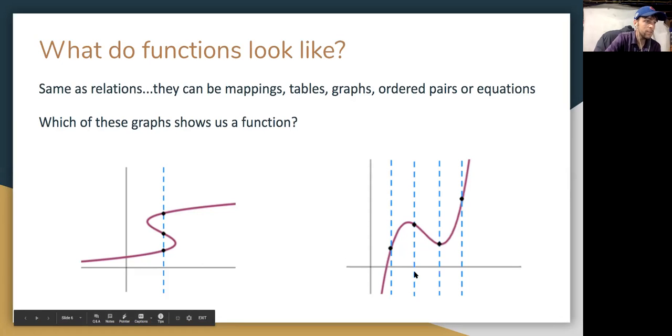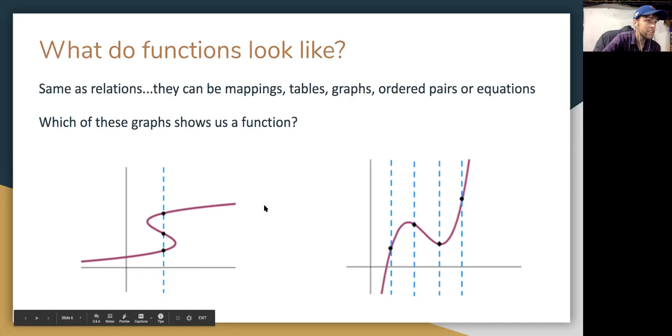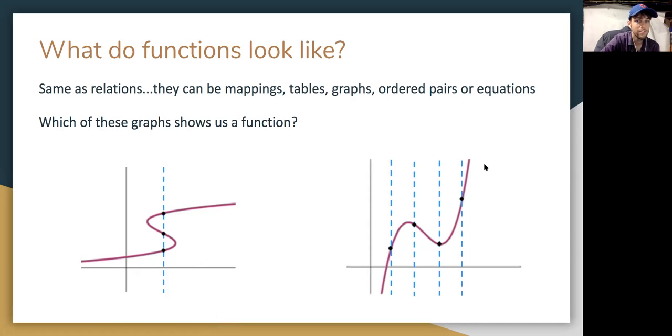So which of these two things is a function? Type a 1 if you think this is a function. Type a 2 if you think this is a function. Seeing a lot of 2s, and that's absolutely correct.